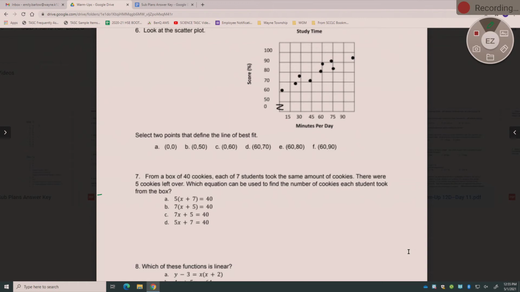Number 6 gives us a scatter plot, and they say select 2 points that define the line of best fit. And basically what they want to know is, if I would draw a line of best fit on this graph, which of these points would actually be on that line? So let's draw our line of best fit.